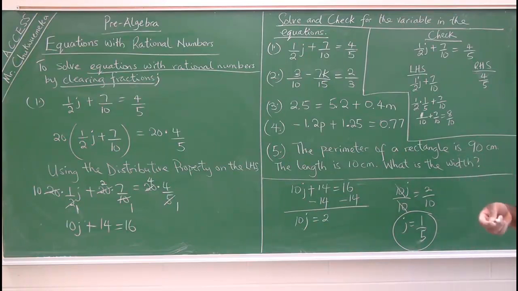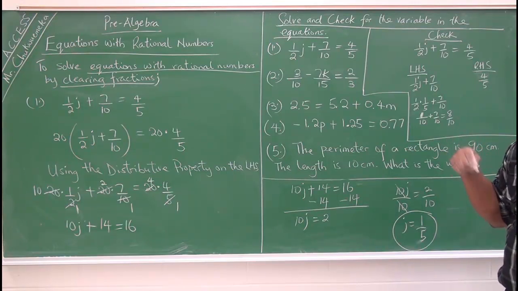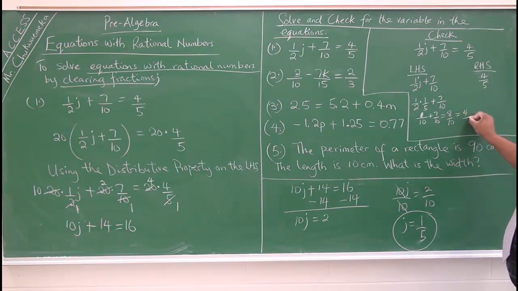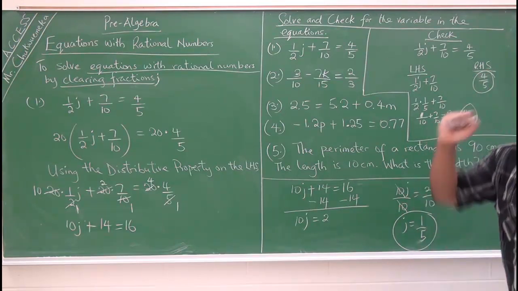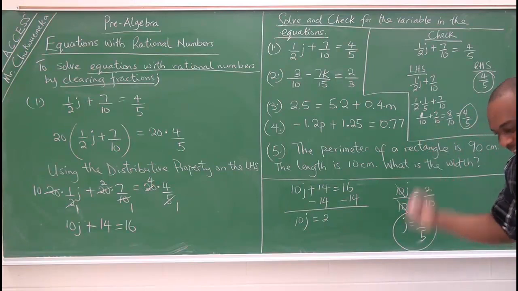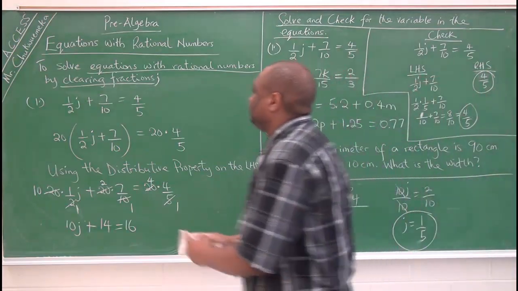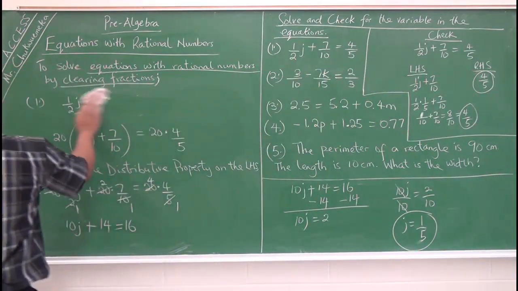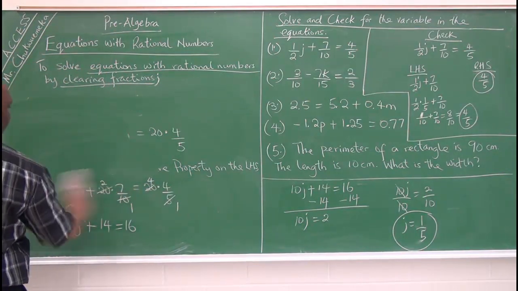When you simplify 8 over 10, divide the numerator and the denominator by 2, you now have 4 over 5. You have 4 over 5 on the left-hand side, you have 4 over 5 on the right-hand side. We got it? Okay. The next one is question 2.